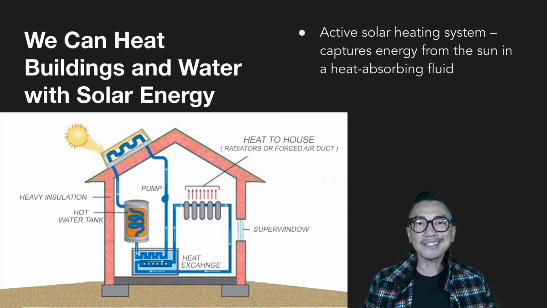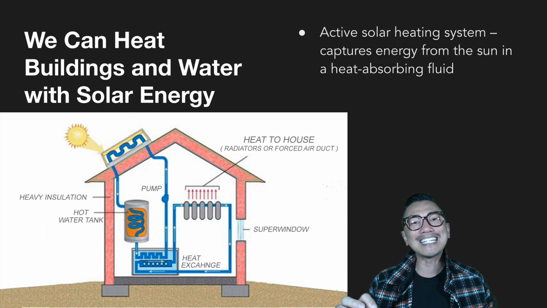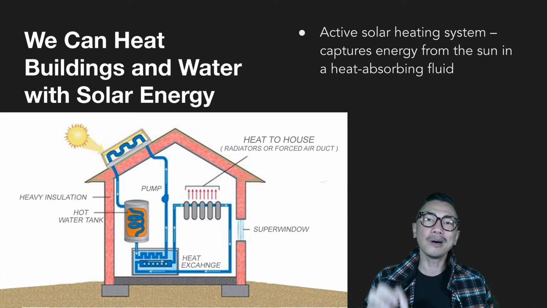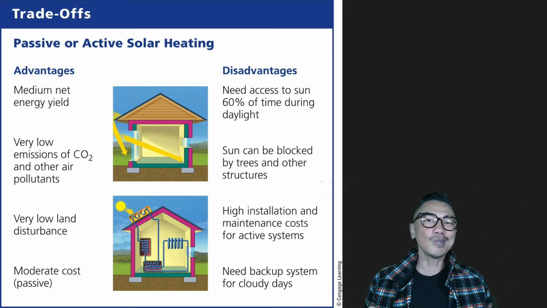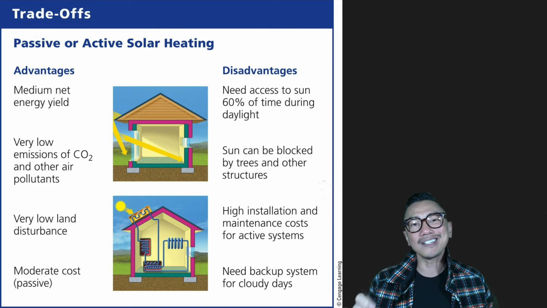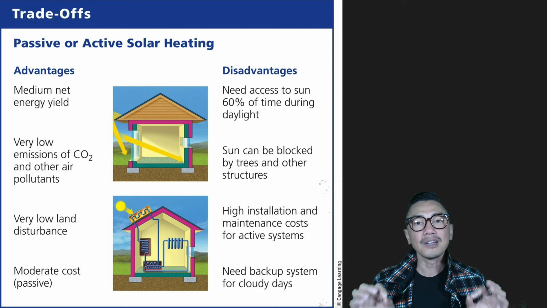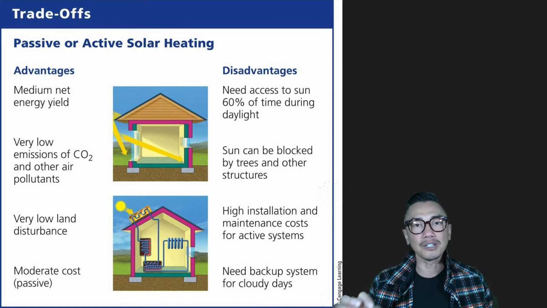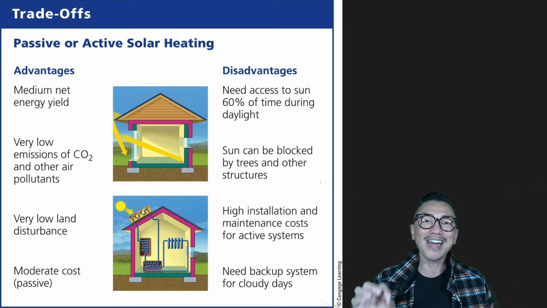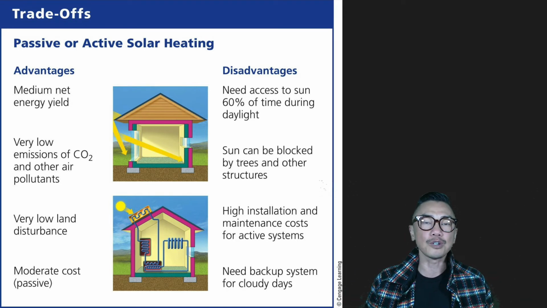In an active solar heating system, heat energy from the sun is captured by a heat-absorbing liquid, which is then pumped and circulated through a building. This table summarizes the advantages and disadvantages of passive and active solar heating systems. These systems are very green and only have moderate cost associated with them. The big disadvantage of these systems is that they must have access to sunlight that is not blocked by trees, other structures, or clouds.